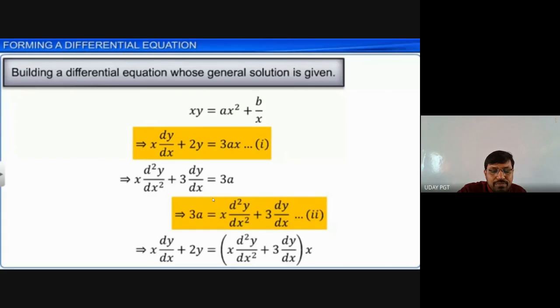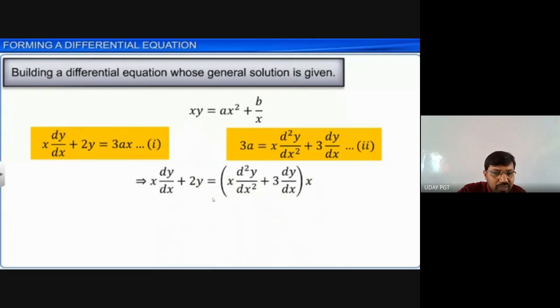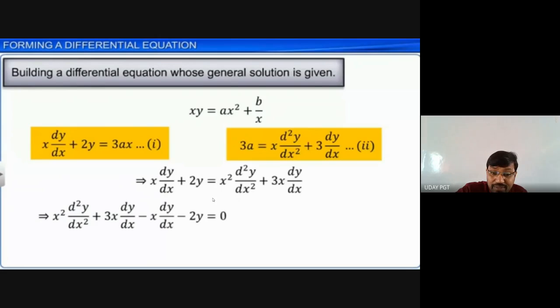So therefore the a is eliminated and completely the equation is transformed into dy by dx, d square y by dx square, and x only. So that equation is called a differential equation. Now this differential equation will satisfy the function, meaning the solution of this differential equation is the given question. This differential equation is x square d square y by dx square plus 2x into dy by dx minus 2y is equal to 0. Its solution is what?